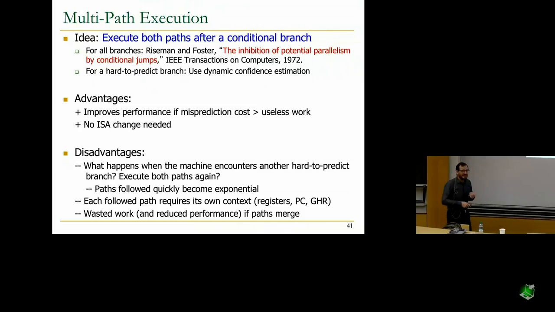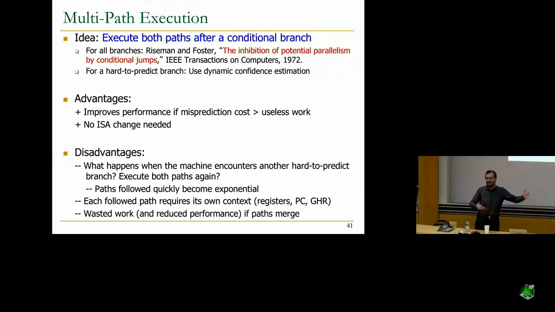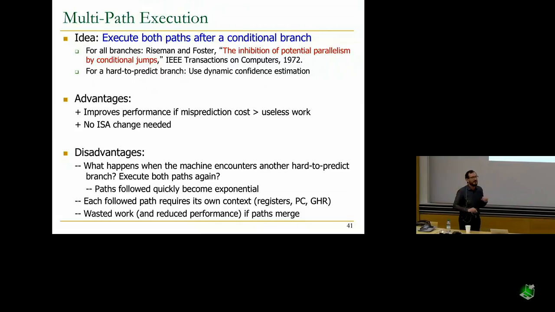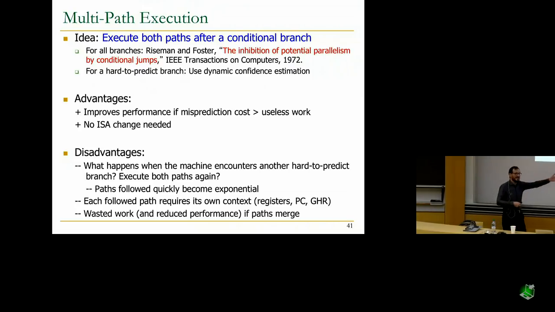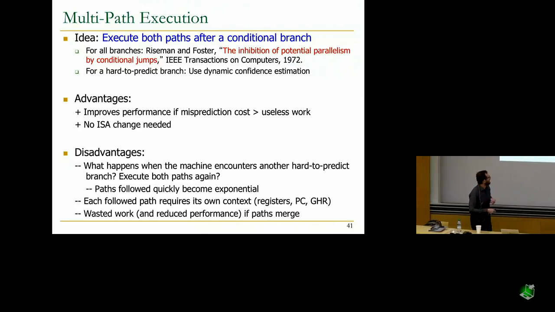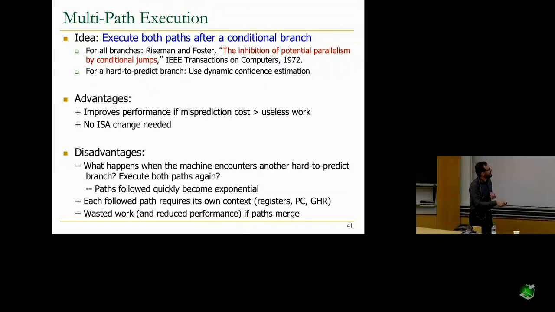So there's a danger. And if you think about the overhead of keeping each path, you need a register file for each path, or at least the differences. Whatever you write, you need to store it. You need to ensure that the paths do not interfere with each other because you're going to execute only one of them. So there are a lot of issues in hardware design over here. As we've said over here, registers, PC, global history register. Global history register is needed because you take different branches on each path and you need to predict them correctly. And there's a lot of wasted work if paths merge. So that's the idea over here.